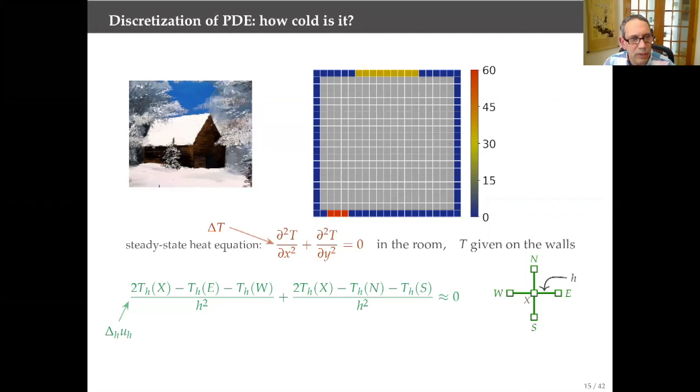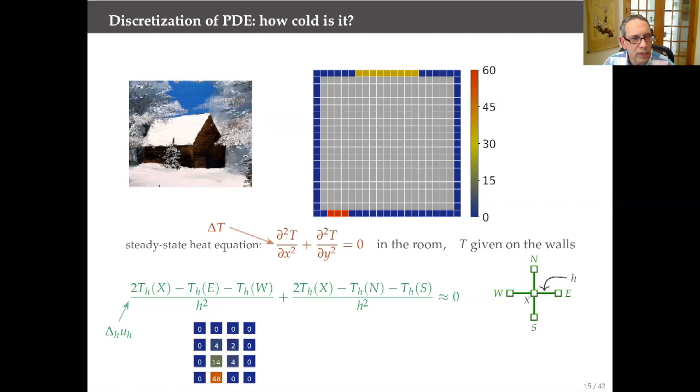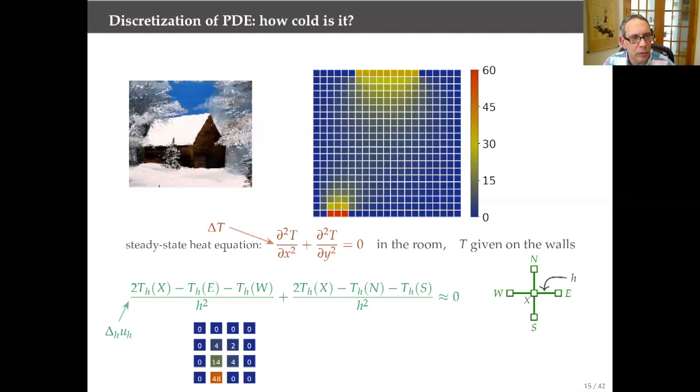I set that equal to zero and I get an algebraic equation for the values of these gray boxes. So for example, if I only had four gray boxes, I had these temperatures on the edge, this equation would tell me to give a number to each gray box such that each box is the average of its four neighbors. And there's only one solution to that, the numbers I put there. 14 is the average of 48 and 4 and 4 and 0 and so forth. I do that with 20 by 20, I get the temperature profile in the room.